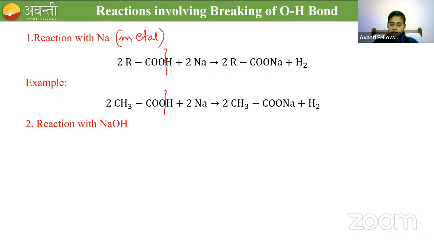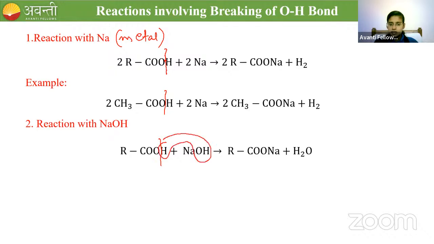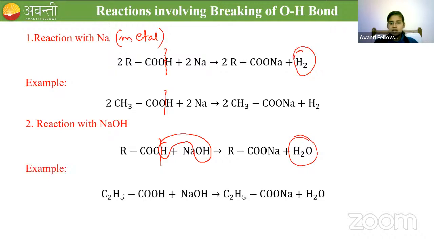And coming to the reaction with sodium hydroxide, NaOH. With NaOH also, the OH bond will get cleaved, but hydrogen will come out with OH as water. Product remains same, RCOONa is the product. Only the byproduct differs. So here I am getting H2 with the sodium metal and here I am getting H2O, water, with sodium hydroxide. The only difference is the byproduct. Main product is same.